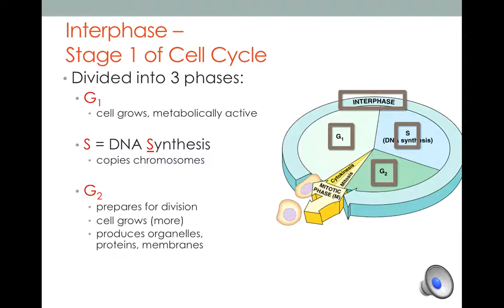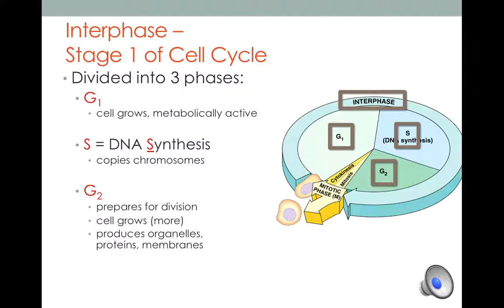The first stage of the cell cycle is called interphase. Like I said before, it's made up of three parts, G1, S, and G2. During G1 phase, the cell grows, it's metabolically active, so it's doing normal cell functions like cell respiration, making proteins, etc. Once the cell decides that it's going to divide, then it moves into what's called S phase. S stands for synthesis, for DNA replication. This is where the chromosomes are going to be copied so that the daughter cells that result from the process of mitosis have the same genetic material as the original parent cell.